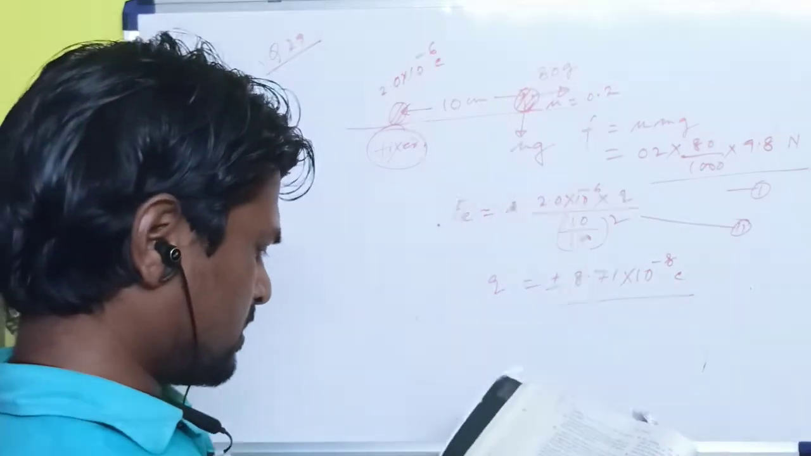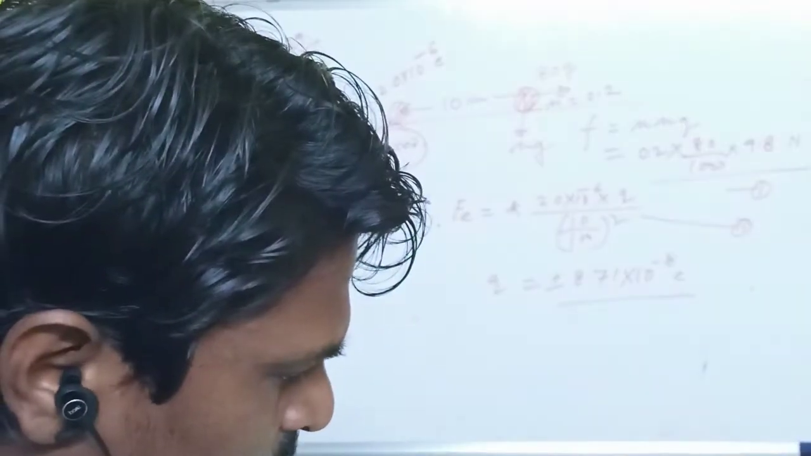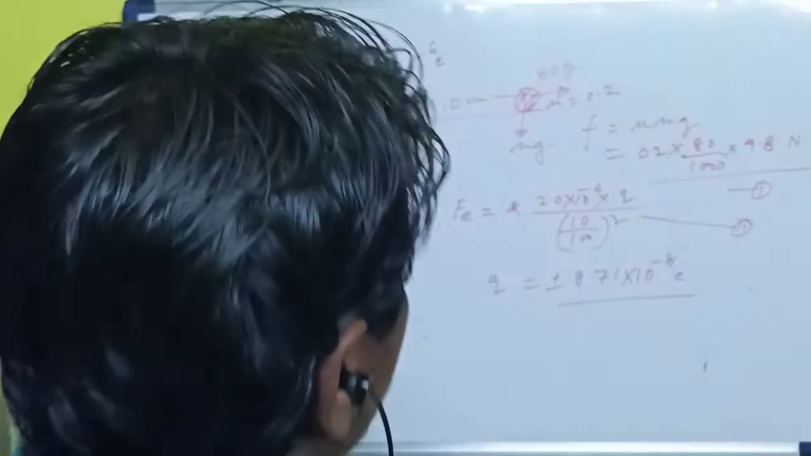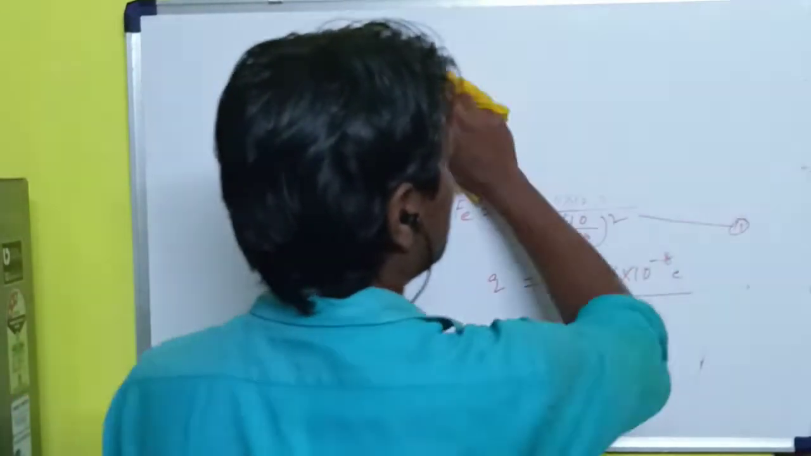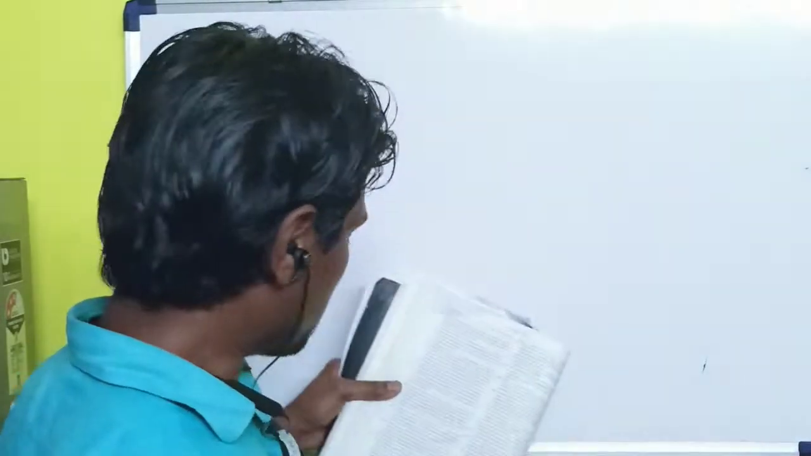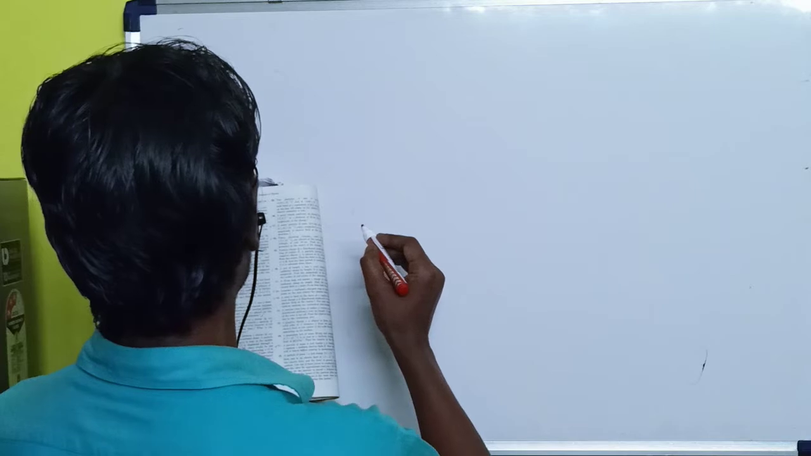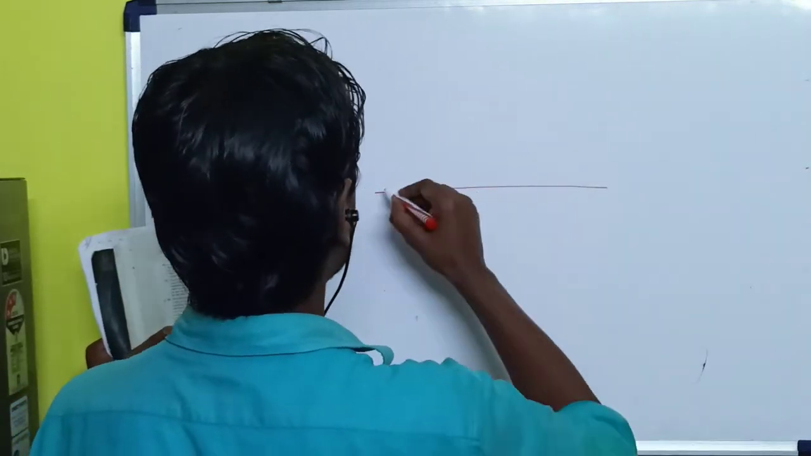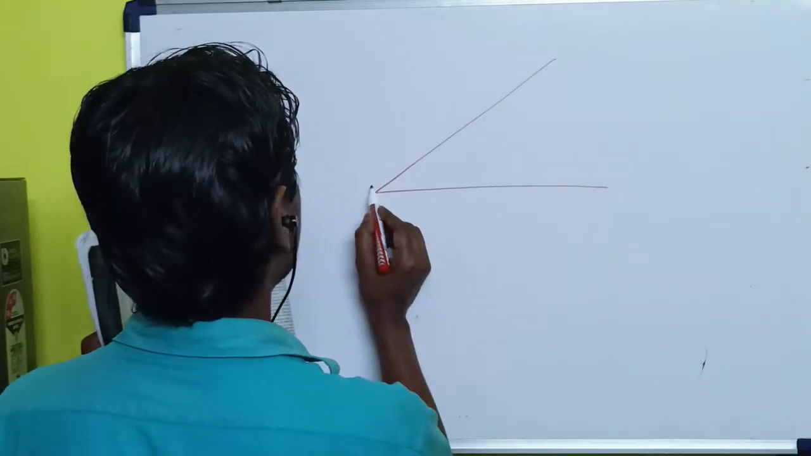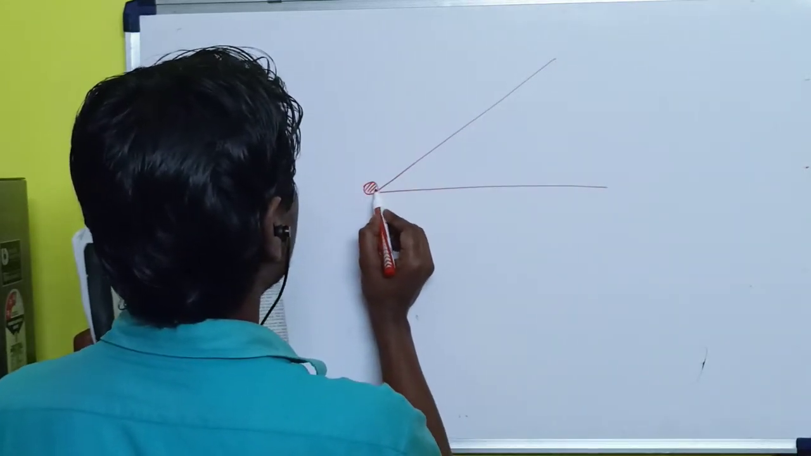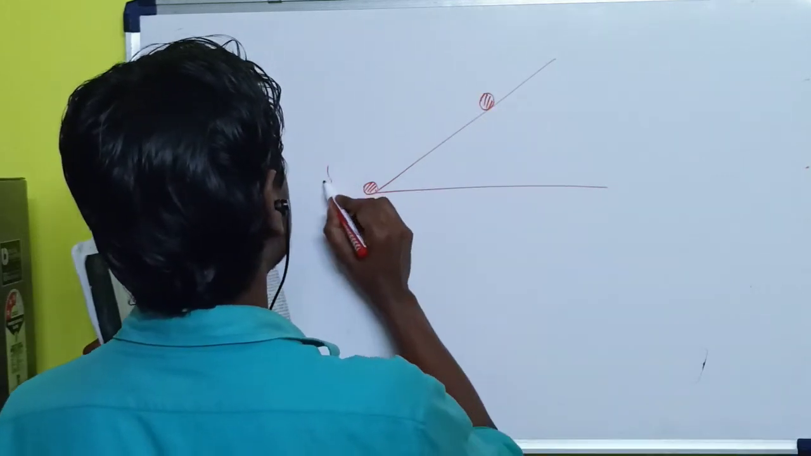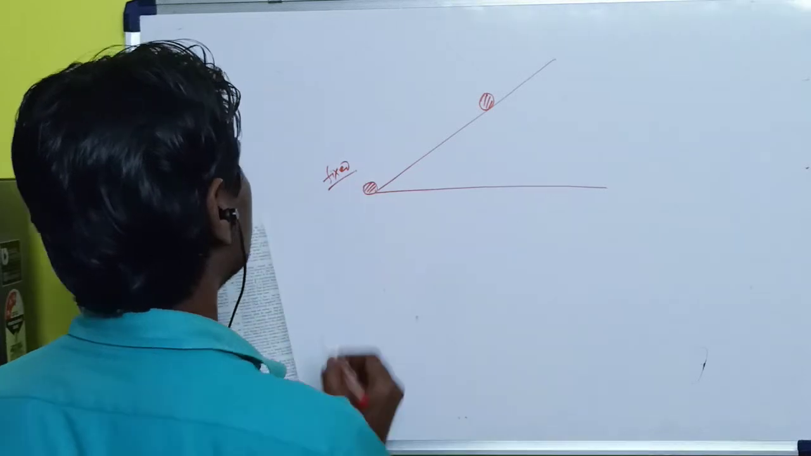28 is done. 29 is done, so 30. Next numerical is 30. So a particle A having a charge 2 is held fixed on a horizontal table. Why is it fixed here? Because this charge can repel this one, so it is fixed at the bottom.